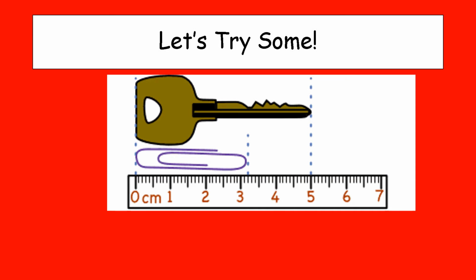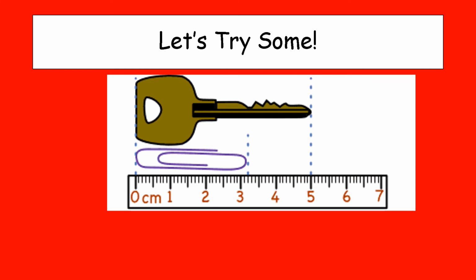We line up the key, one edge, with the number 0, or if your ruler doesn't have a 0, at the edge. We look straight across to the other end and we see that the end of the key is lined up with the number 5. So that means this key is 5 centimeters.